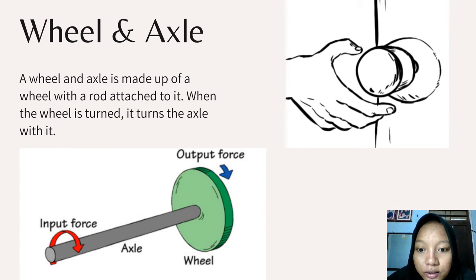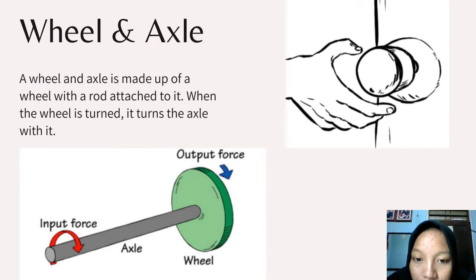And this is the third simple machine. The third simple machine is wheel and axle. A wheel and axle is made up of a wheel with a rod attached to it. When the wheel is turned, it turns the axle with it.